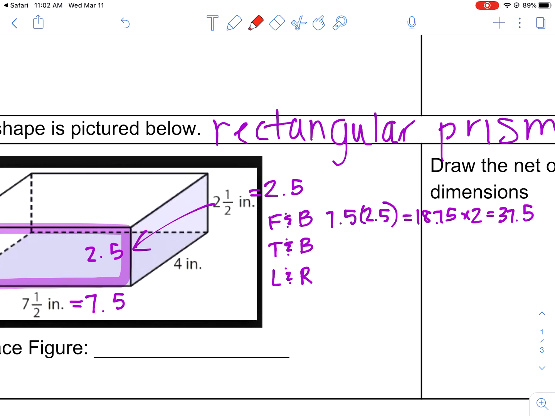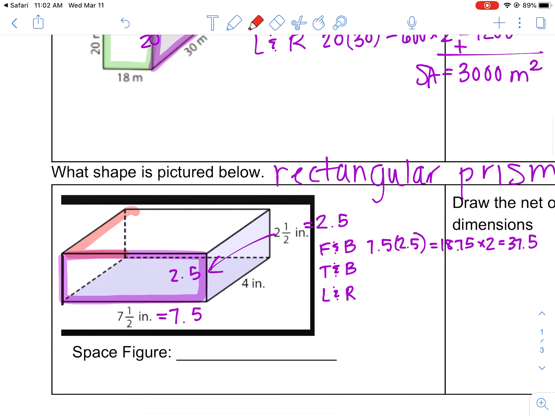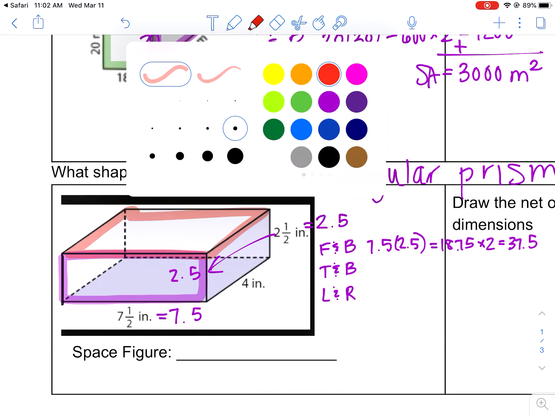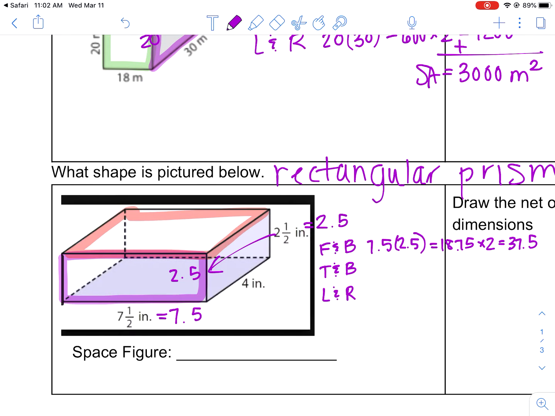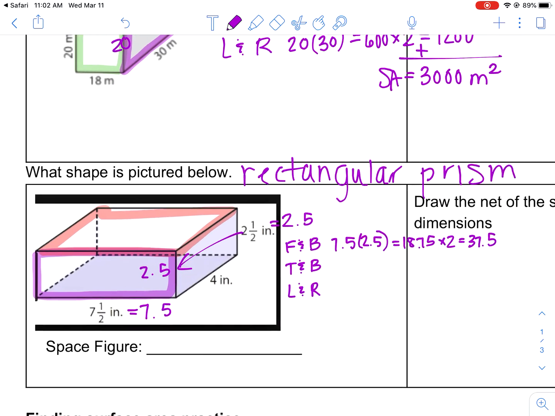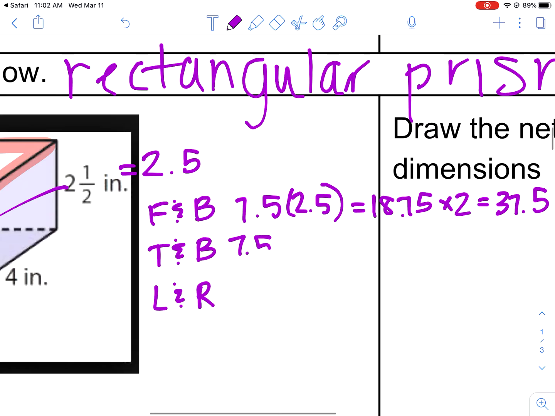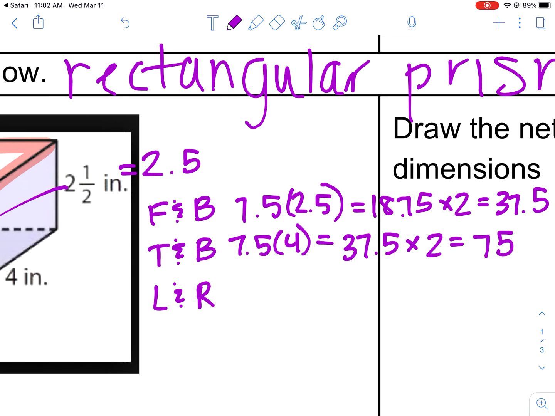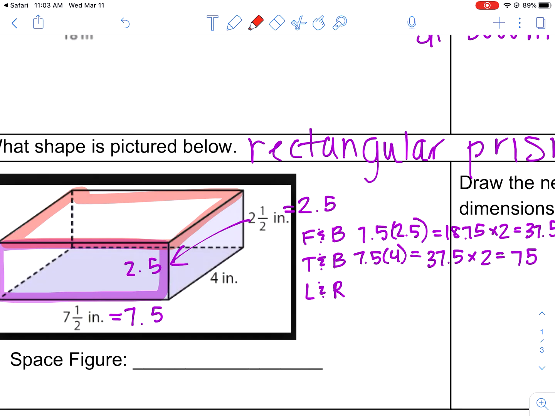Then I have the top of my shape. Measurements, we kind of have to scoot up from the bottom to get 7.5 by 4. And when I multiply 7.5 by 4, I get 37.5. Have to take it by 2 to get 75 total for the top and bottom area.